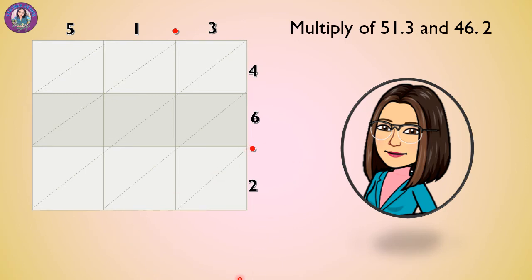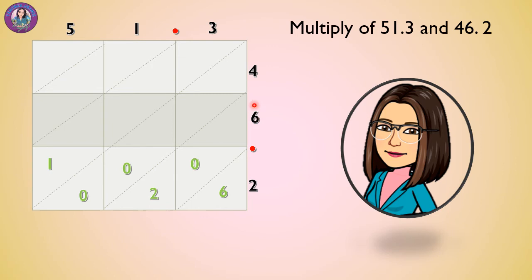Now we will multiply the first digit of the multiplier to the digits in the multiplicand. So we have 2 times 3 equals 6. So I will write 6 here to the right and 0 to the left. Next, 2 times 1 equals 2. So that is 2, and I'll write 0. Next, 2 times 5 equals 10. I write 0 to the right and 1 to the left.